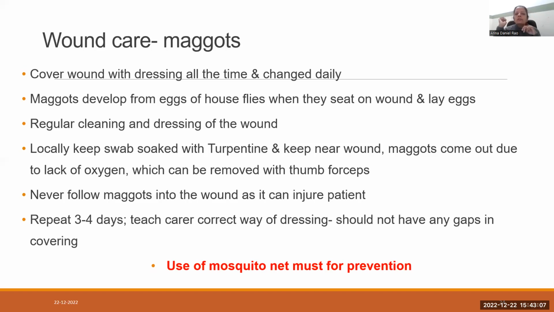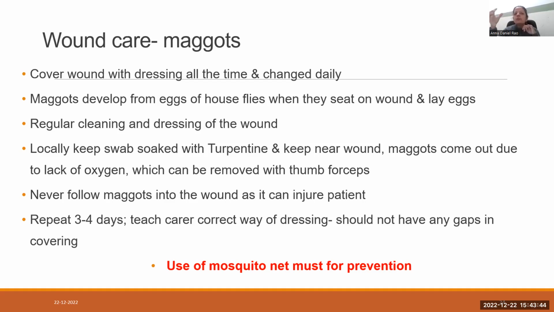Okay, so if it occurs, what to do? Okay, we are not going to irrigate the wound with the help of turpentine. That is very, very irritating. What you need to do is soak a gauze piece or cotton swab in the turpentine oil and keep it near the wound. So what it will do, it will hamper the amount of oxygen which is required for the life of the larva and maggots. Okay, so these maggots will try to jump out of the wound to get more oxygen.